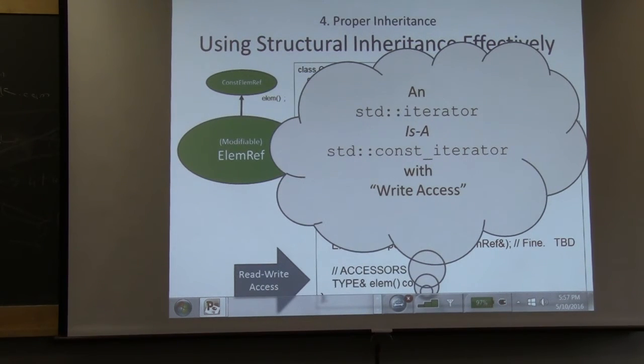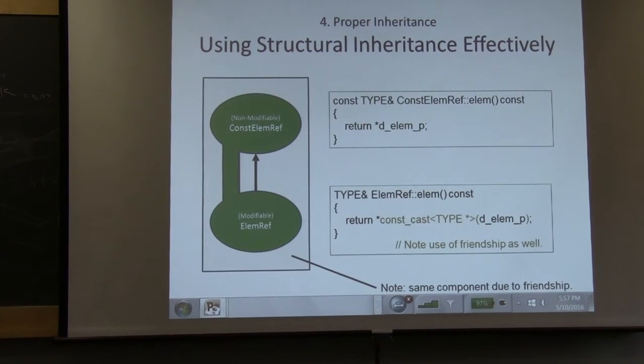And those two examples that I just gave you are about the only two I know of. So structural inheritance is not something you go do all the time. But if it satisfies these properties, then it's at least arguably proper.